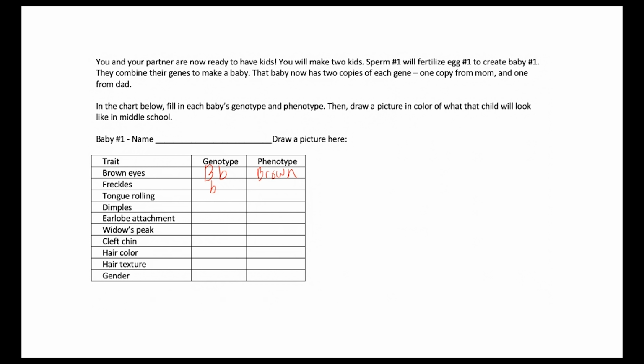All right. In terms of drawing the picture, don't even really worry about it if you don't want to. What I'm going to be marking is the genotype and the phenotype, just to make sure that those two match up, whether or not you've identified the proper phenotype with the given genotype. So I hope this helps in explaining exactly how you're supposed to go through this assignment.